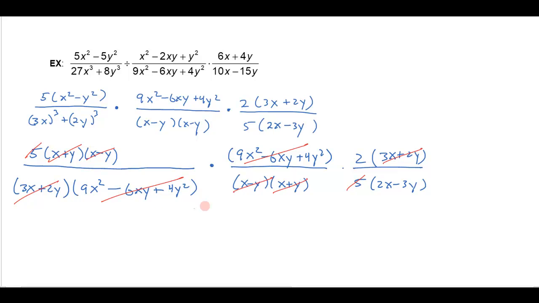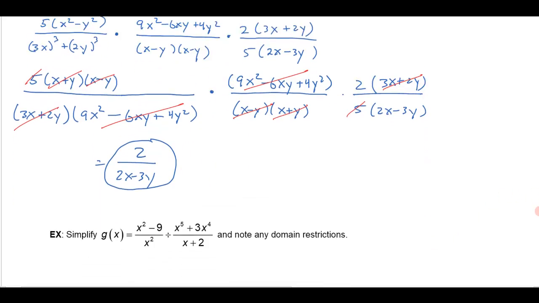And what do I get? I get 2 on the top. I think that's all that's left, over 2x minus 3y. Okay? All right. And again, I might want to say x does not equal y, and x doesn't equal negative y, and so on, but you get the idea there. Okay, so let's move on.